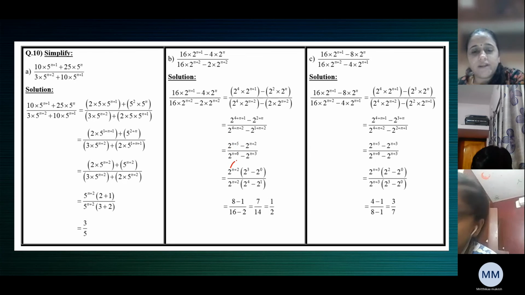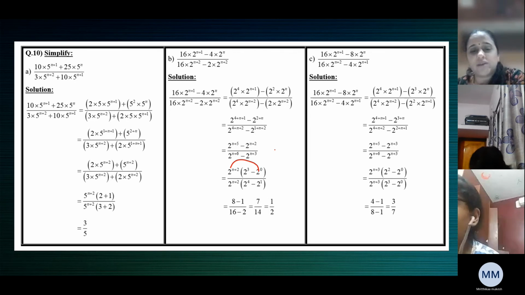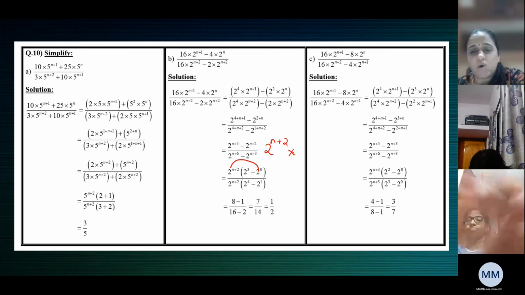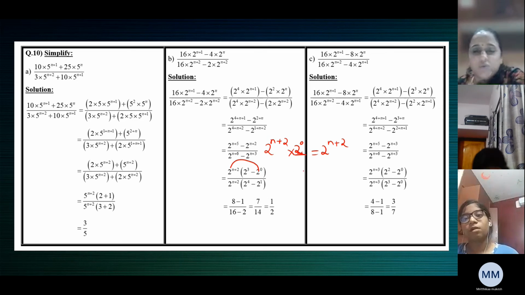2 to the power n plus 2 into what will give us 2 to the power n plus 2? You can write 1 or you can write 2 to the power 0, anything. See, 2 to the power n plus 2 is common. Multiplied by what will give us 2 to the power n plus 2? Same thing you want to get. So you should write 2 to the power 0, or you can write 1. You know 2 to the power 0 is 1. That's why I've written 2 to the power 0 here. This into this will give us the second term.